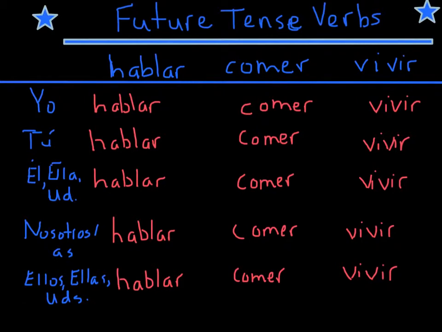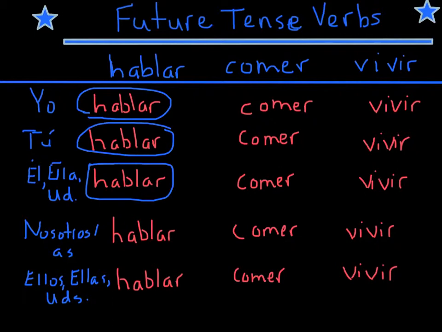What does that mean? Well, you'll see here that next to the yo form, we've written the word hablar. So we write the entire word in. The same thing next to the tú form, we write the entire word hablar in. Next to the él, ella, usted form, you rewrite the entire word hablar. Next to the nosotros, nosotras form, you rewrite the entire word hablar. And lastly, next to the ellos, ellas, ustedes form, you also write hablar.